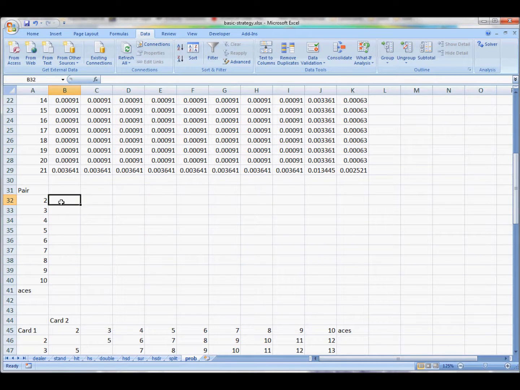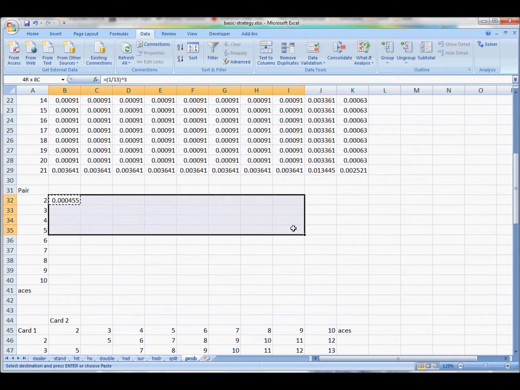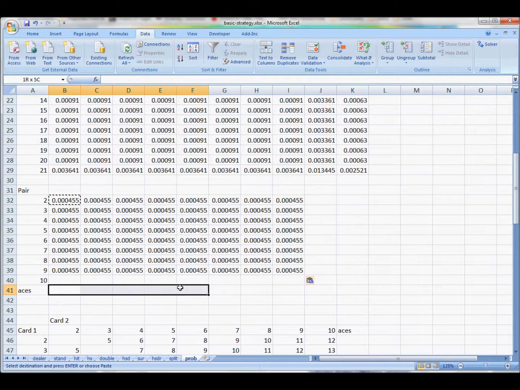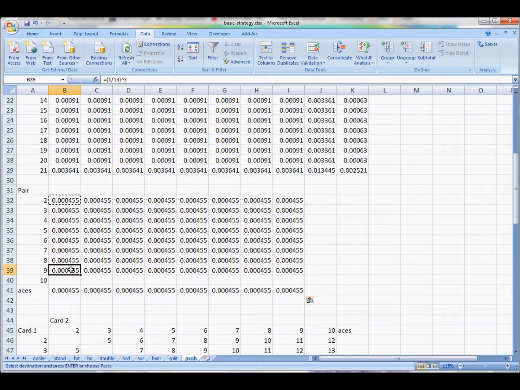The probability of a player pair of 2s against the dealer 2 is 1 in 13 cubed. And we don't multiply by 2 because we're dealing with two of the same card. That's going to work all the way through the dealer 9s, as well as the pair of aces. For a pair of 10s against the dealer 2, we do 4/13 squared times 1/13 for the dealer 2. Copy and paste that down.